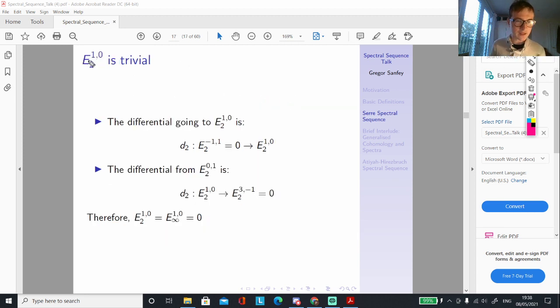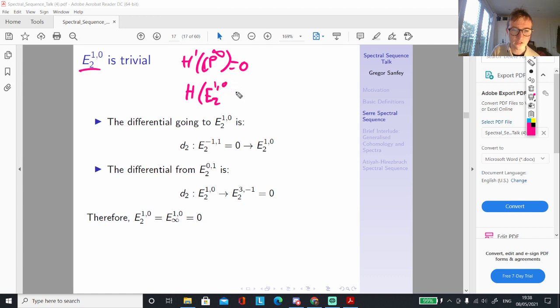Now we want to show that this person here is trivial. So that is, the first cohomology group of CP infinity is equal to 0. And to do this, well, okay, remember that if it did turn out that the homology of the E2 page at this point 10 with respect to D2 is equal to itself, then because by definition this is equal to E310, this is equal to 0. So this is what we want to show.